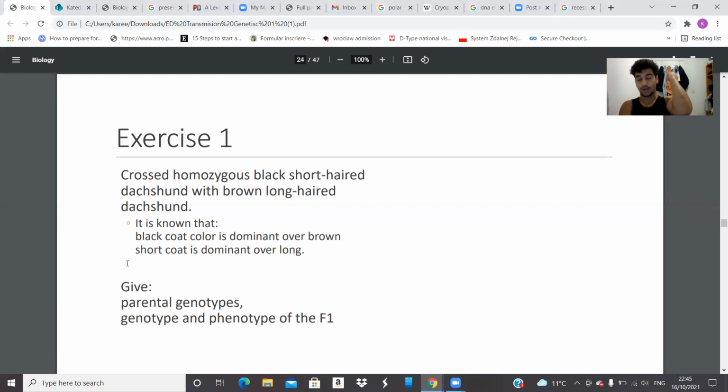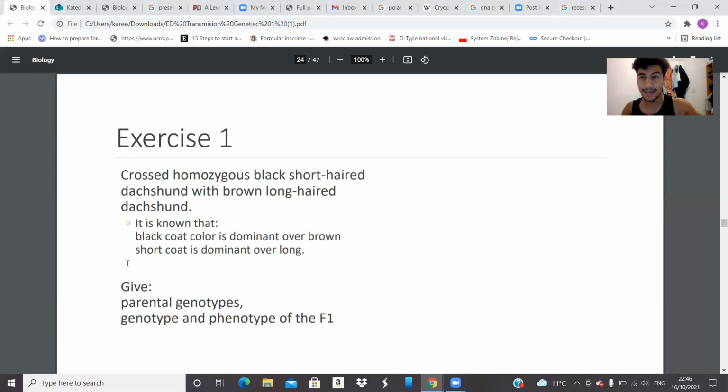And then genotypes and phenotypes of F1. Well, if we're crossing 2 homozygous, by the way, do this in your own time. Cross 2 homozygous. You'll have a gamete, big B, big S, and then small b, small s. And if you cross them, you will always get the genotype big B, small b, big S, small s. So we already know the genotype of F1.